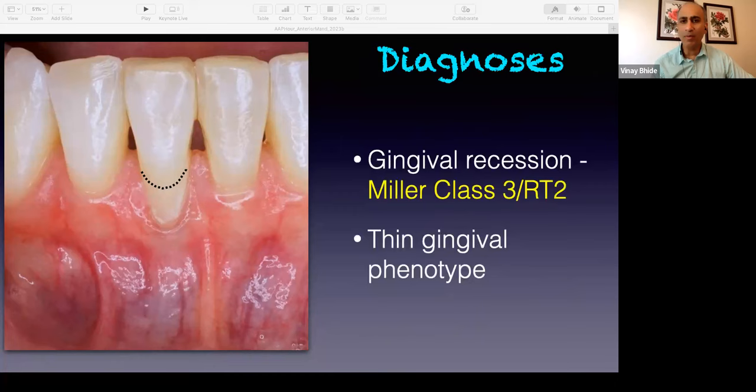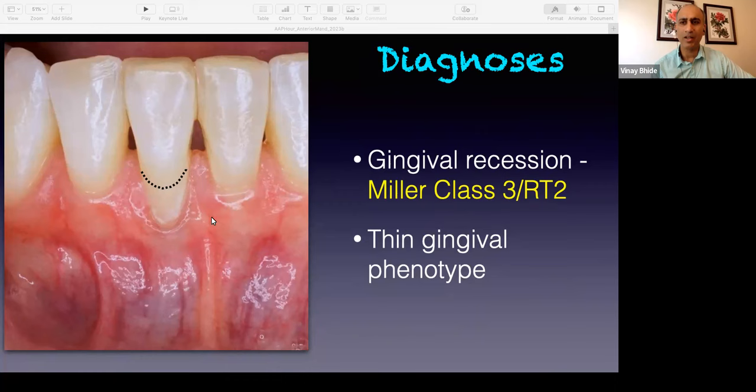So from the problem list, we can then come up with our diagnoses. And I diagnose this as a Miller class 3 or RT2 recession. More and more, we're now tasked with using the Cairo classification, which is RT1, RT2, RT3, but still a number of us use the Miller classification. And so every recession defect we'll be talking about today, I'll categorize using both classifications.